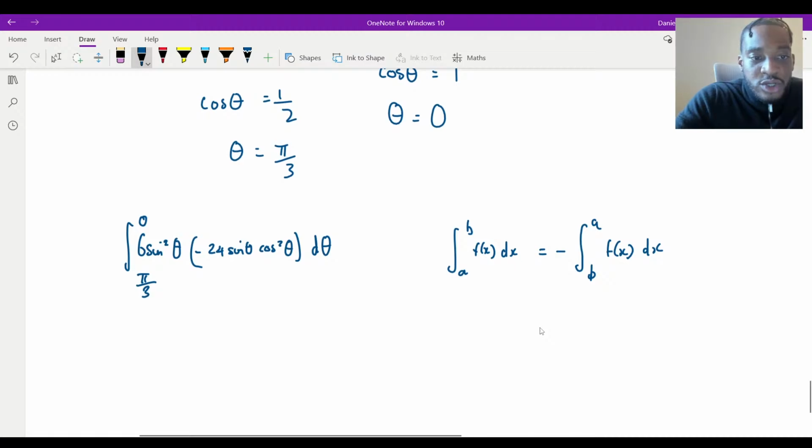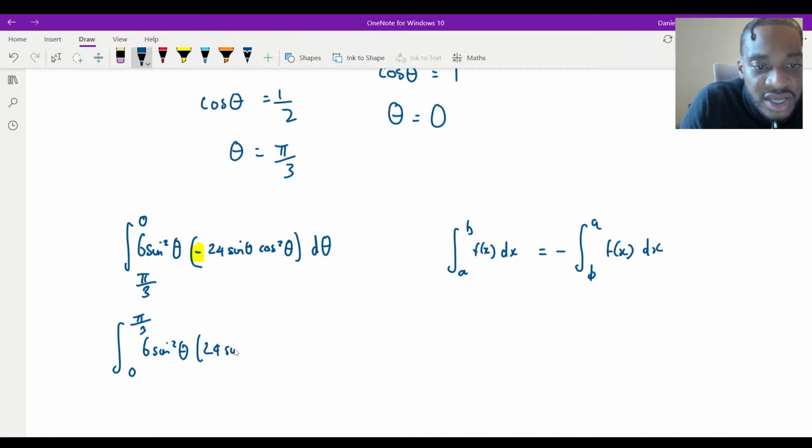So what we could do here as well, we've actually got a negative here, don't we? So we can remove that, and that becomes the integral from pi over 3 to 0 of 6 sine squared theta, and then 24 sine theta. Oops. I've been on this question for ages, to be fair. It's a long question. That's just something to remember.